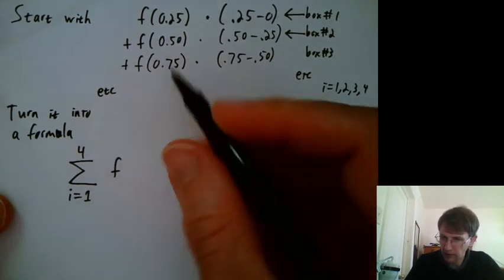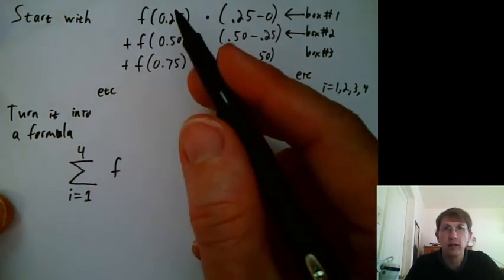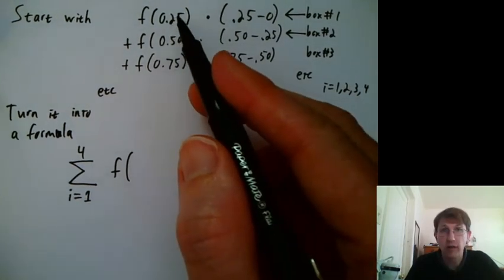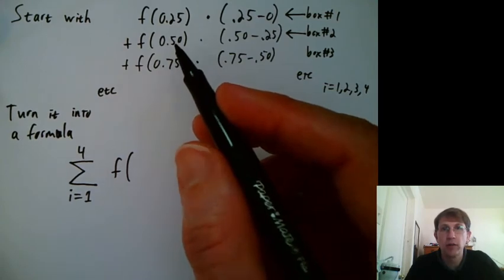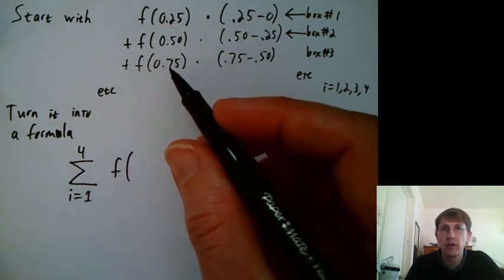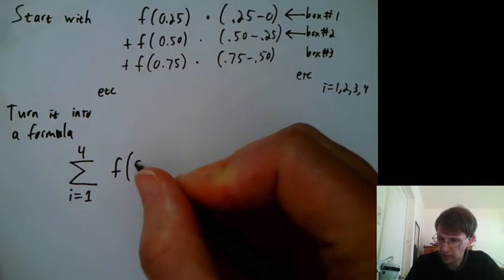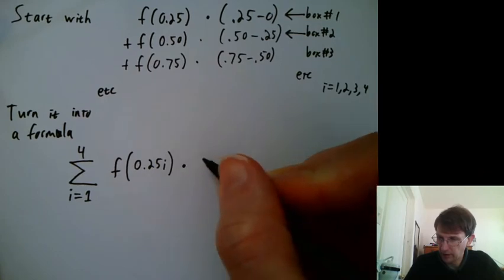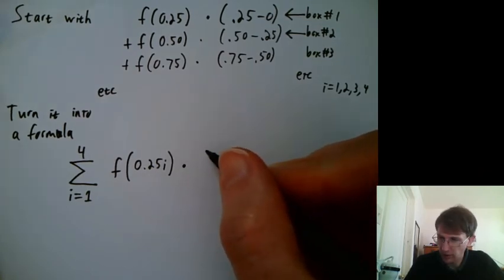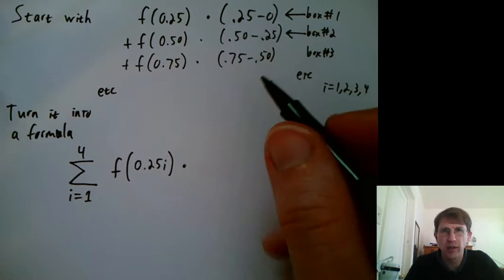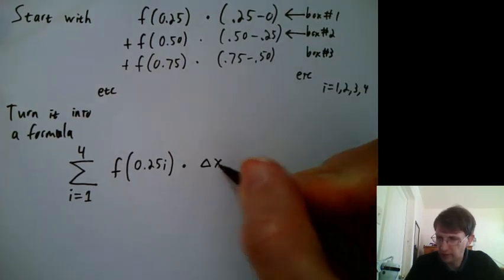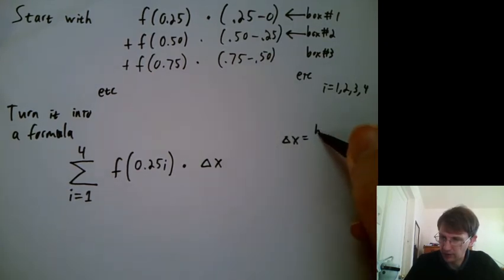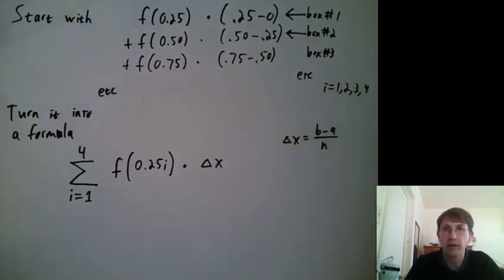And what is the x location that I'm using here? Well, when i was 1, it was 0.25. When i was 2, it was 0.50. When i was 3, it was 0.75. So in general, I could write 0.25i there. And then we could try to get fancy here, or we could just say these were all the same. Let's just call it delta x. And off to the side, we'd say delta x equals (b minus a) over n, where n is the number of boxes.